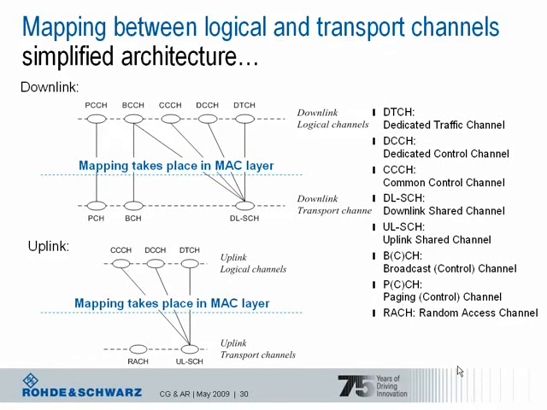Now this slide shows the mapping between the logical and the transport channels for the downlink and for the uplink, which is defined for LTE. The mapping actually takes place inside the MAC layer, medium access control. So you see here the logical channels listed.